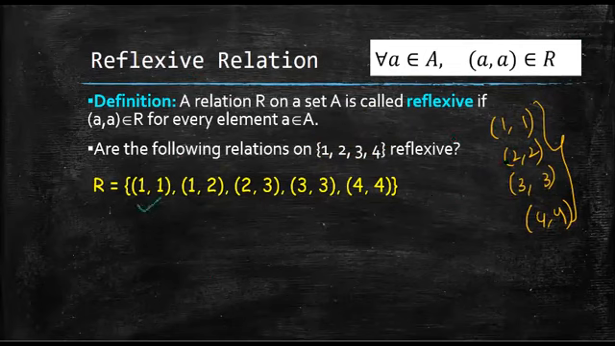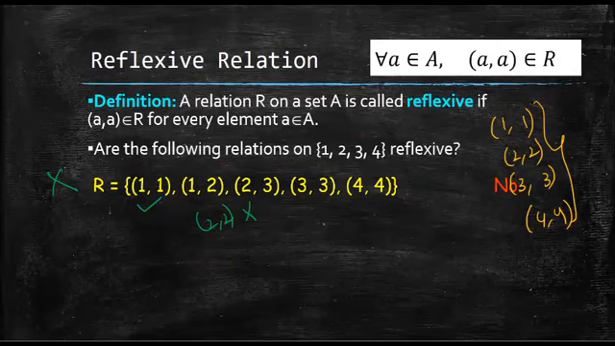What about 2, 2? It does not contain 2, 2. There is 1, 2, but there is no 2, 2. So in this case, since we do not have the ordered pair 2, 2, this relation R is not reflexive. So this is not reflexive. Okay, so we have mentioned that no, it is not reflexive.